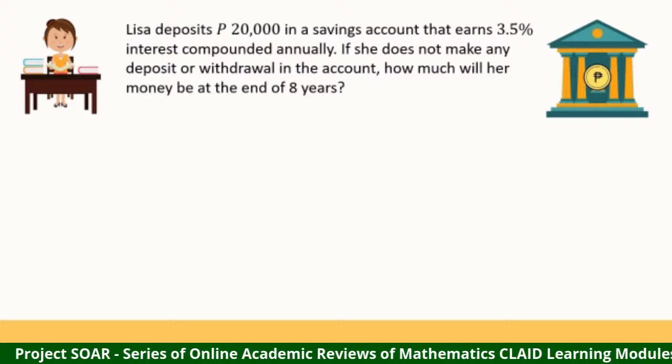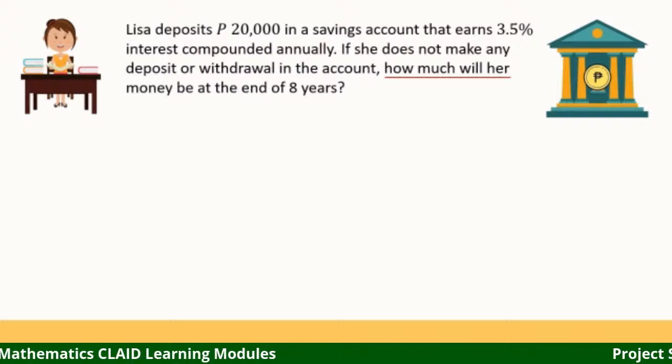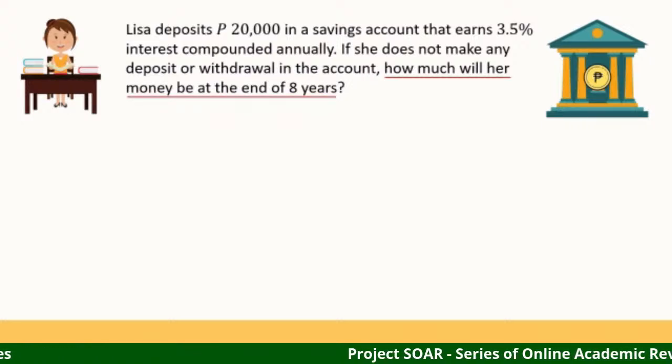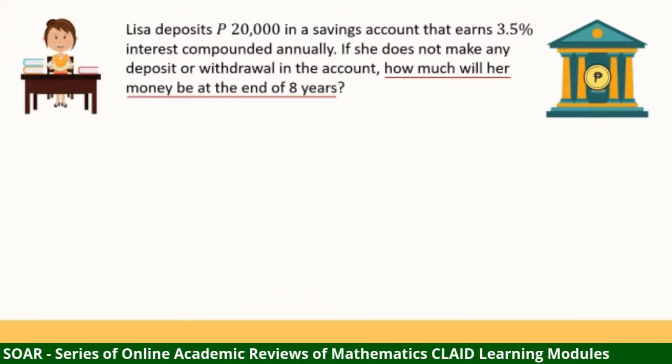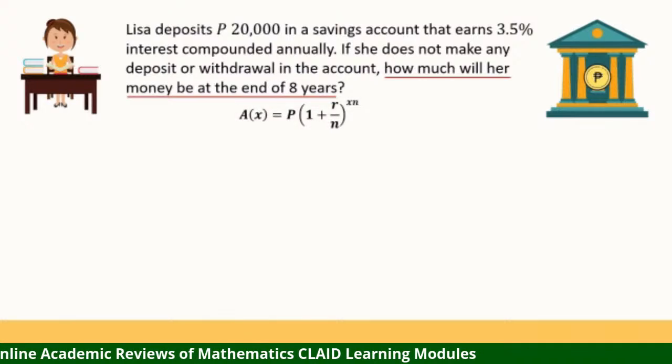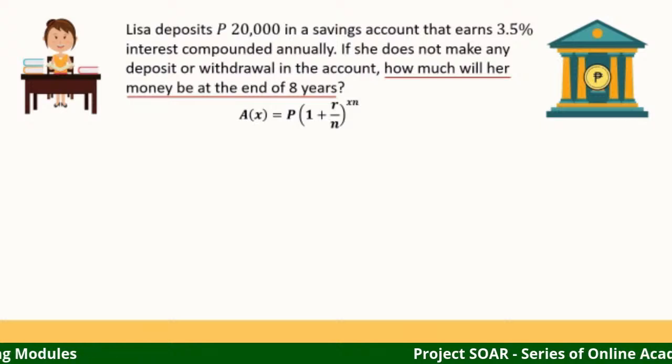So let's go back to the problem. What is being asked in the problem? So we have, how much will her money be at the end of 8 years? So ayan yung hinahanap po natin. So in getting for the compound interest, we use this formula. A of x is equal to p times the quantity 1 plus r over n raised to xn.